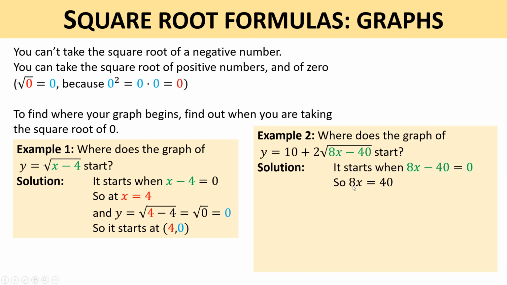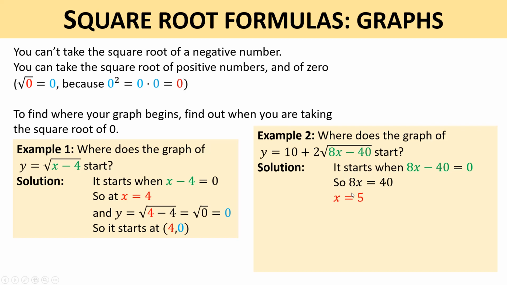And now we want to go from 8x to just x, so we have to divide by 8, and then we have to divide the other side by 8 as well. So we get x equals 5. So this part of the graph is 0 if x equals 5. So the graph starts when x equals 5.